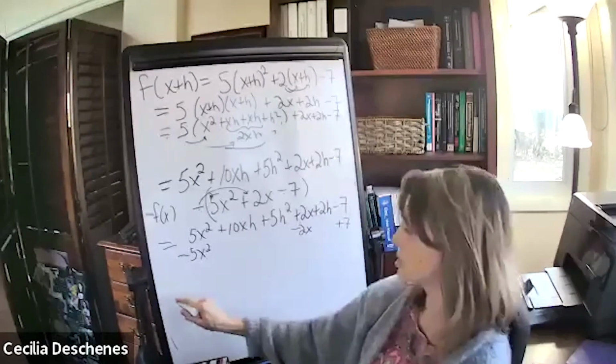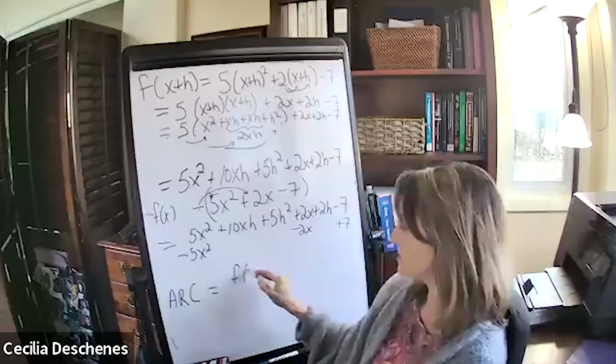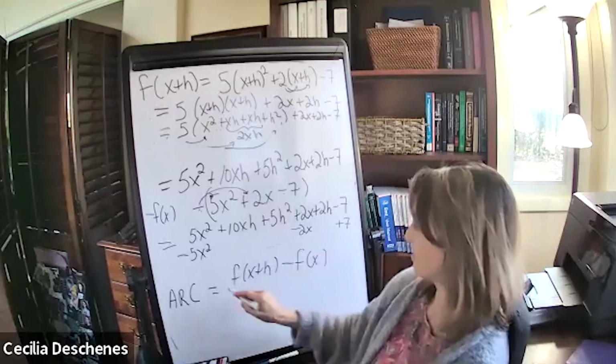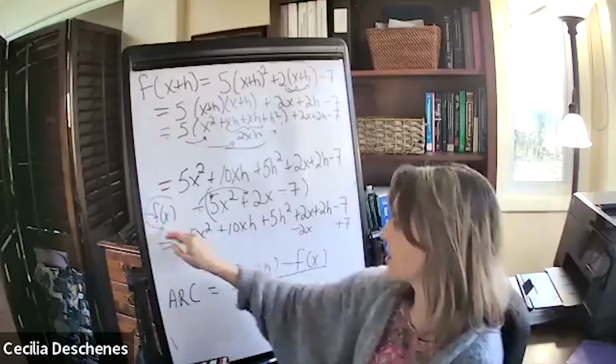I'm just a little bit confused where you got the minus f of x. Could you just repeat that one more time? So what I'm trying to do is get that average rate of change formula, right? And it was f of x plus h minus f of x. So I'm just working on that part of it. All right, thank you. So all I'm doing here is subtracting off the f of x.